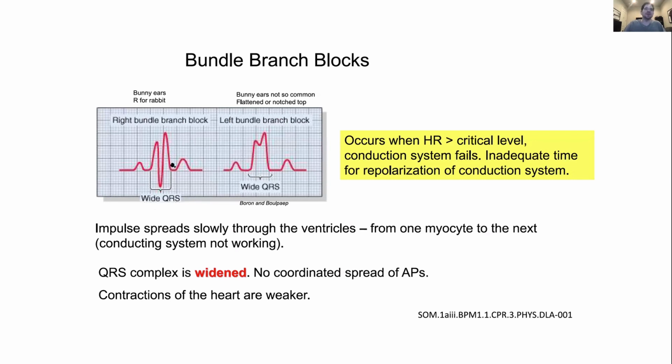Okay, so the bundle branch blocks, the only thing I really remember from this is if it's a right bundle branch block, it looks like bunny ears. If it's a left bundle branch block, it's like a cowboy hat. So you have this widening of the QRS complex.